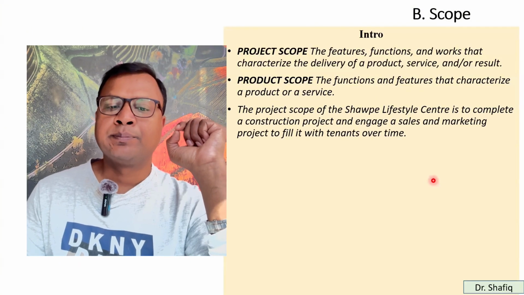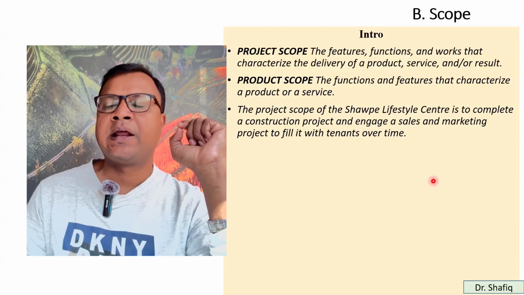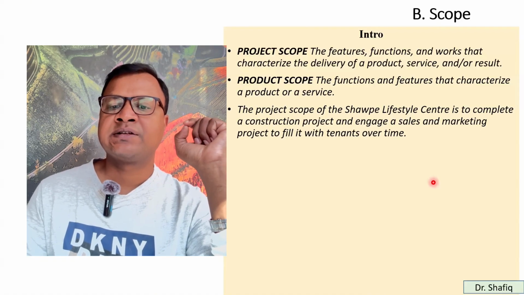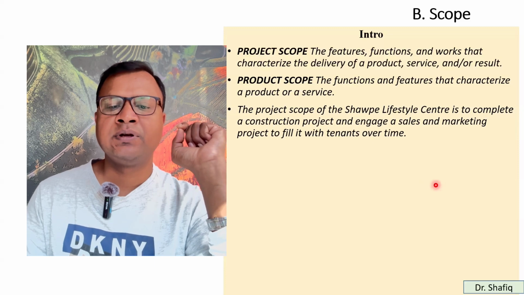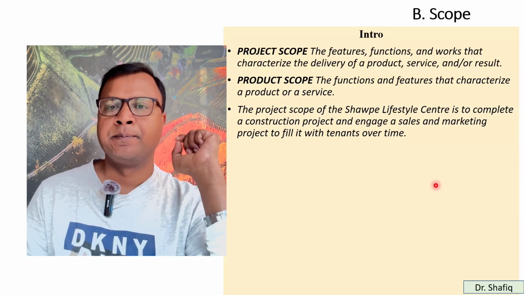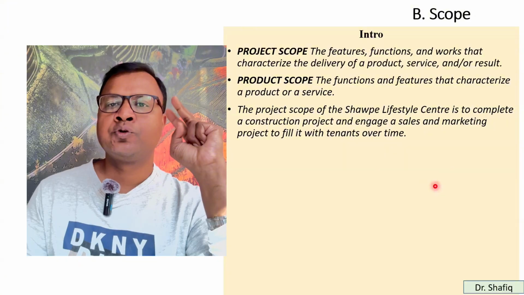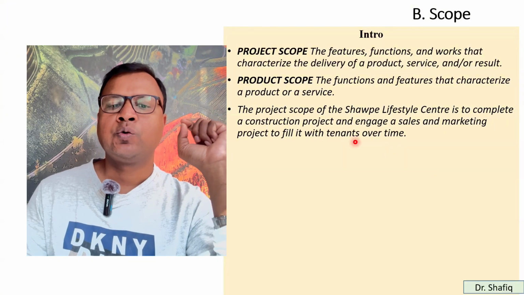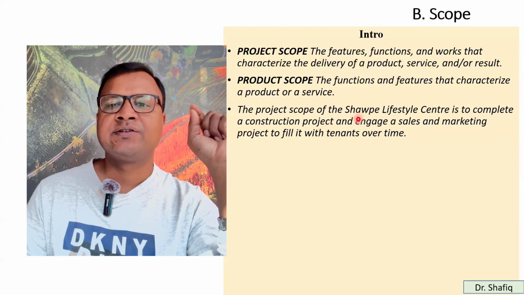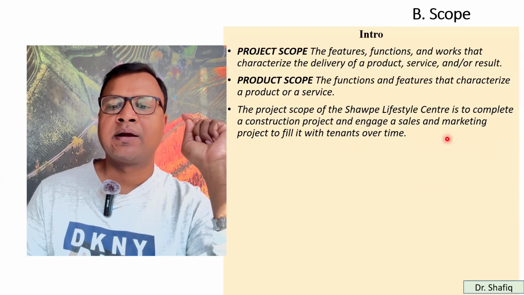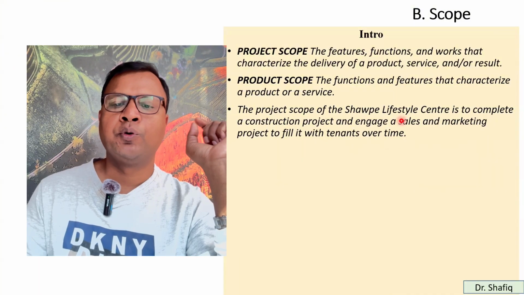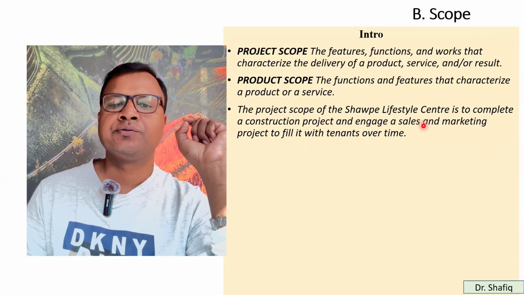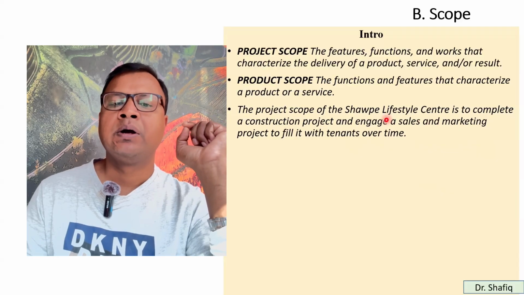Then what is the project scope of the Swap Lifestyle Center? Swap Lifestyle Center is an example that is to complete a construction project and also engage a sales and marketing project to fill it with tenants over time. So there are two parts. One focuses on construction of the project, another focuses on sales and marketing. If we can complete both parts of this project, that means we are within the project scope.